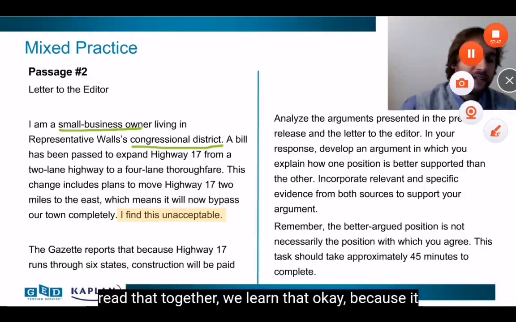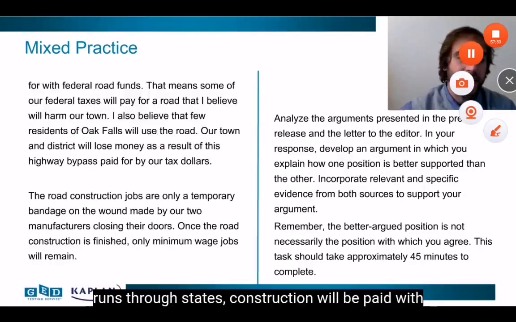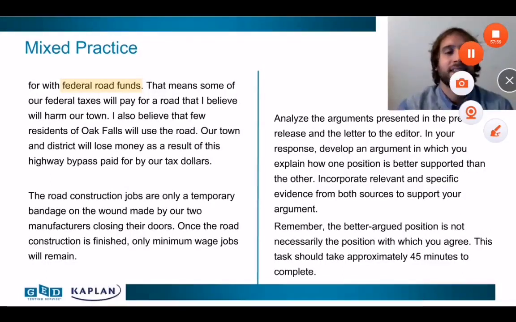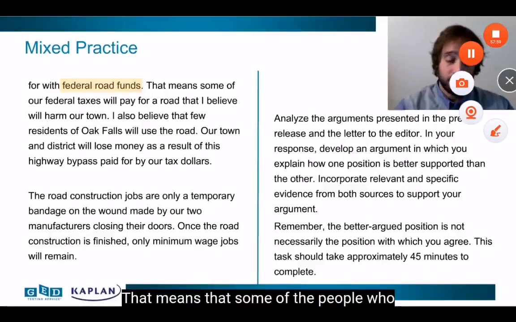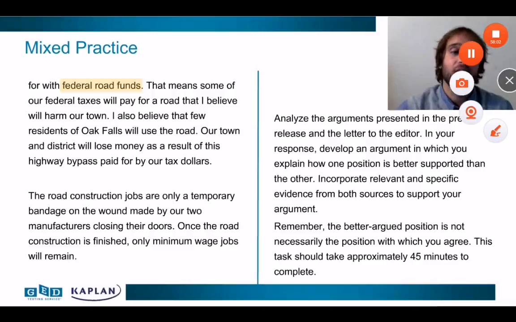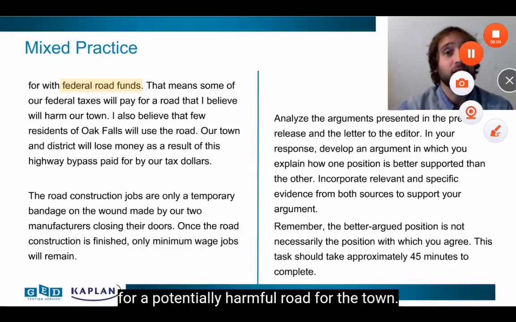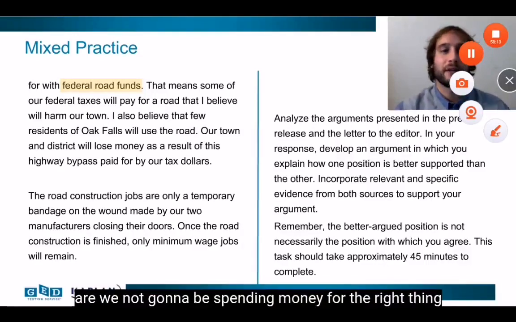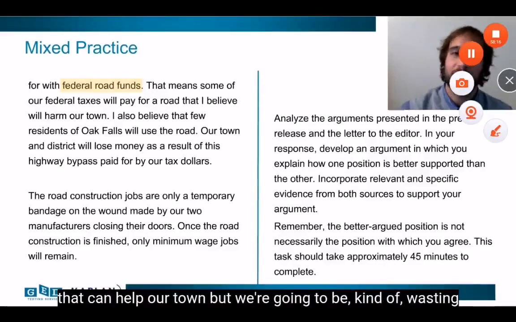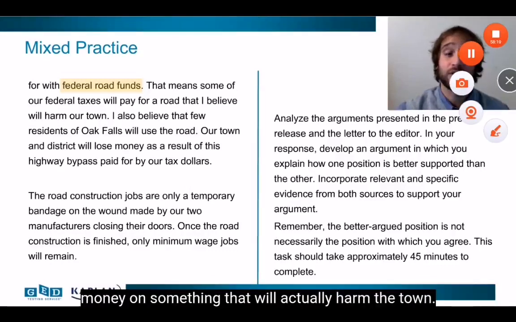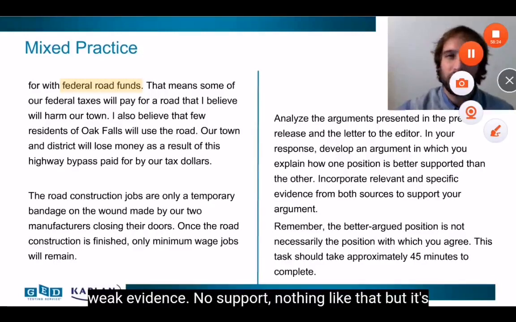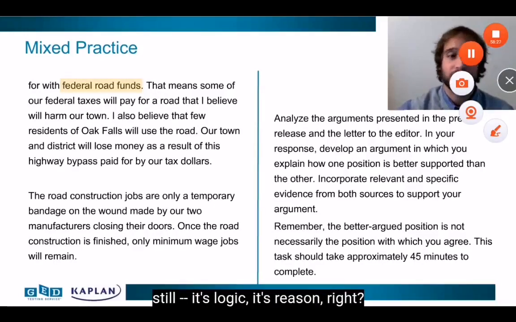We learn that, okay, because it runs through states, construction will be paid with federal funds. All right, let's finish this paragraph together. That means that some of the people who live in the area, some of their federal taxes will pay for a potentially harmful road for the town. Okay. All right, so we got this idea of not only are we not going to be spending money for the right thing that could help our town, but we're going to be kind of wasting money on something that will actually harm the town. I would say right now that's fairly weak evidence. No support, nothing like that. But it's still logic, it's reasoning, right?